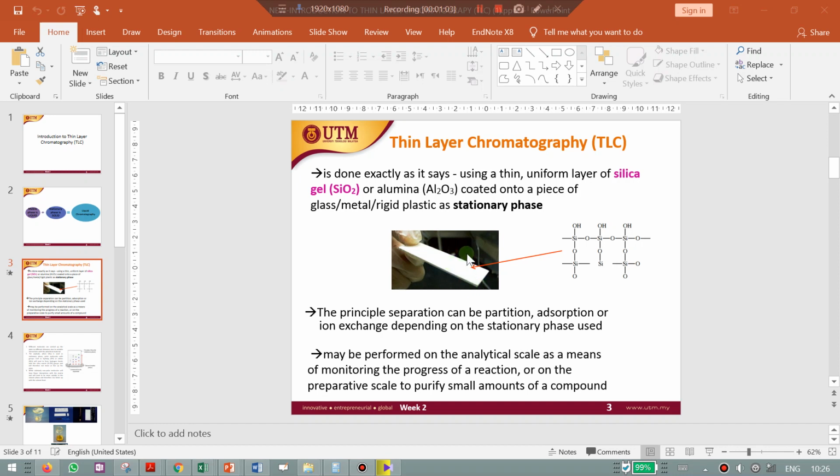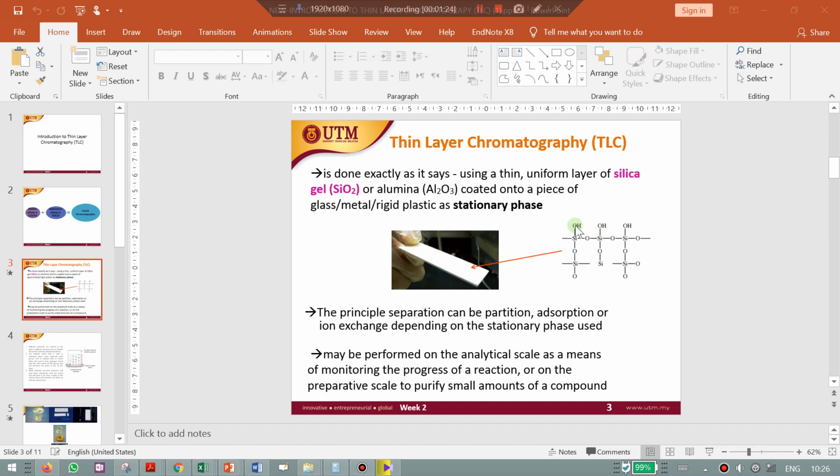So they actually have silica oxide bonded onto the surface. The principal mechanism can be partition, adsorption, or ion exchange. In general, if we only have the silica oxide, it should be an adsorption technique of separation only.